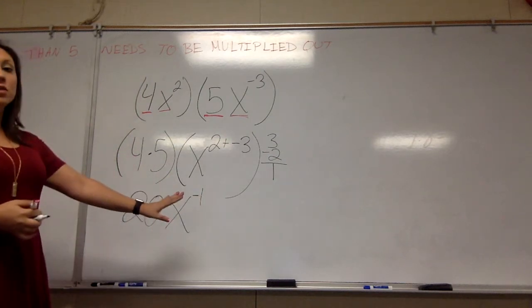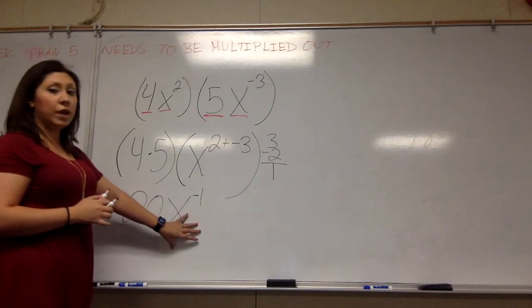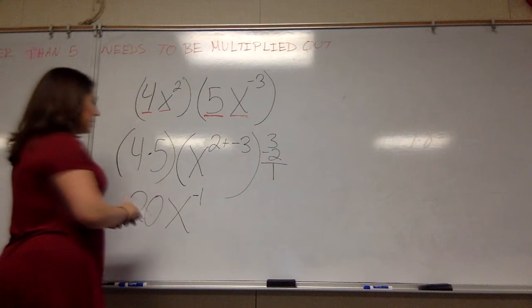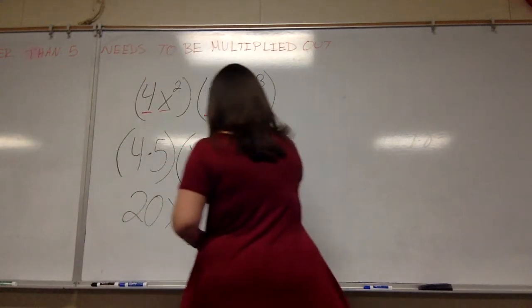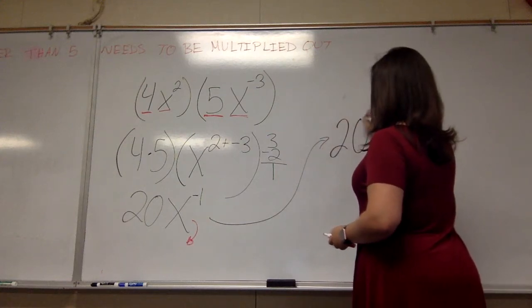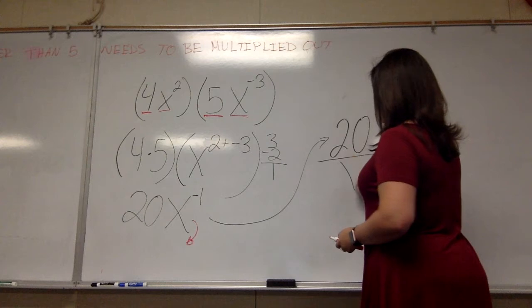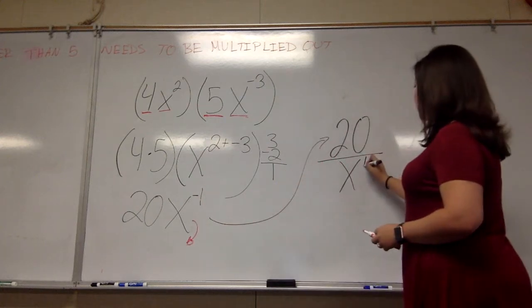Now we look at our answer and we go, all right, do I have any negative exponents? I do. I have this negative exponent. So that means that this x needs to come down. So my answer should be the 20 over the x that I had with my exponent 1.